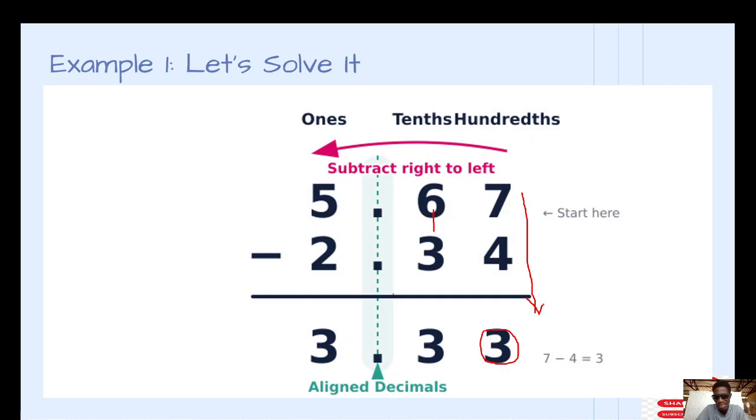All right, so I hope this is clear. First thing to do is to align the digits at their respective place values, and then you start the subtraction from left to right, as you can see the arrow indicating. And then after that, you go on to do your subtraction starting from left to right.